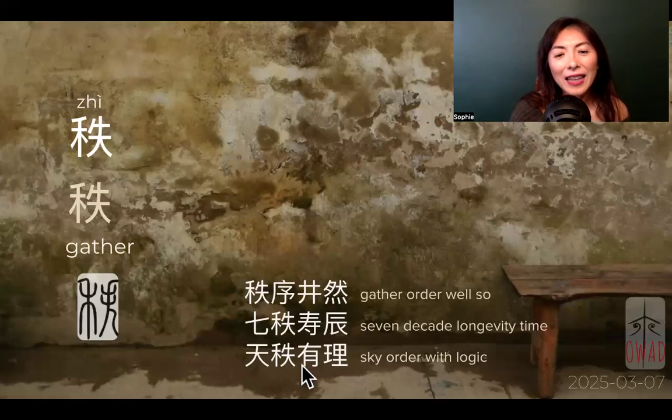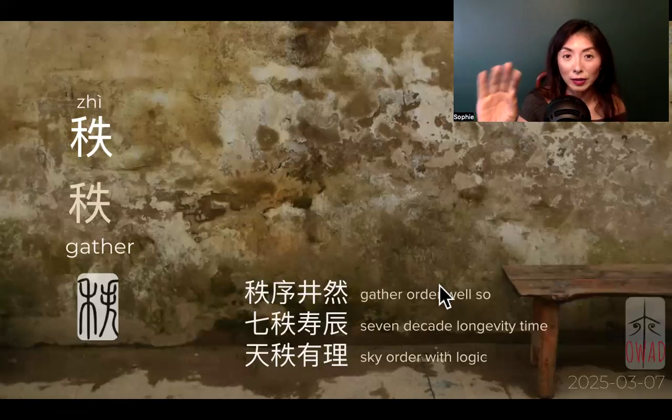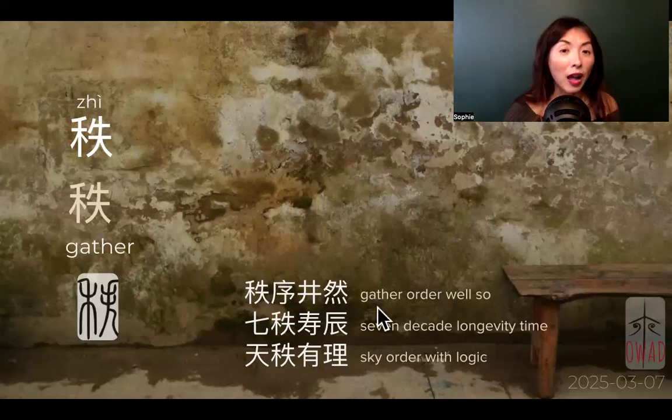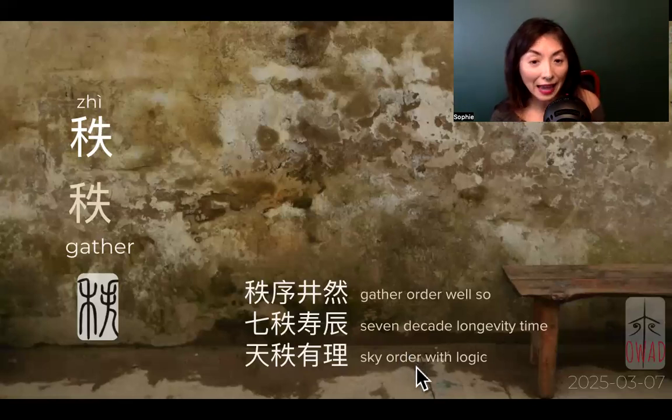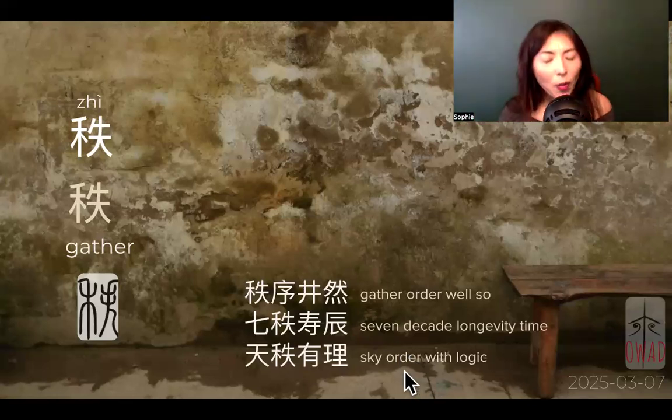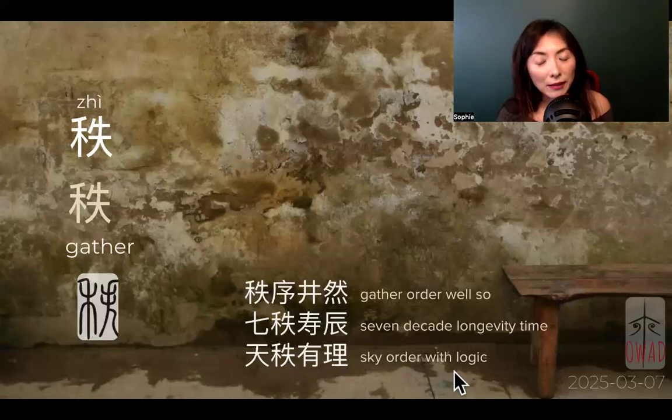Okay. 天序有理, sky order. In here, I didn't use gather. I kind of 志 and 序 in here, even if it's gather and order, if I unpack it, eventually the two blend. And so this gather means by default, if you gather something, you don't want to jumble them together, or put them together in an orderly way. So this gather eventually extends into orderly again as well. So 天序有理 means sky order with logic.